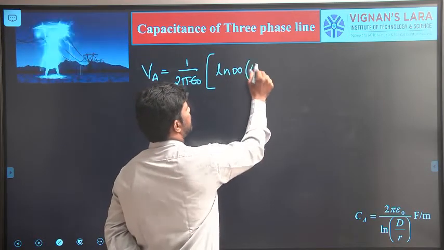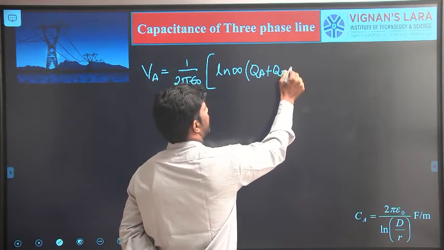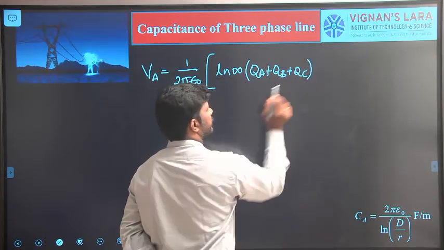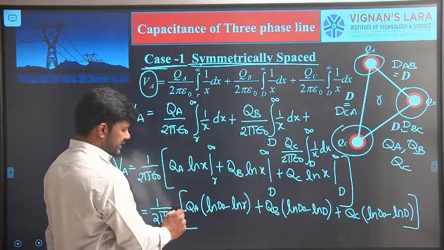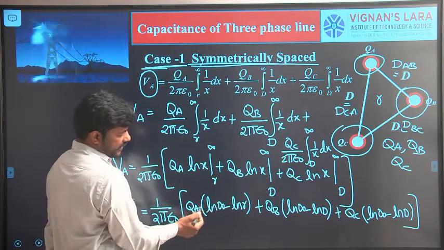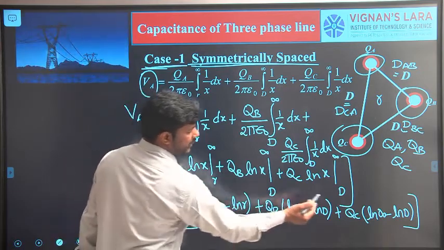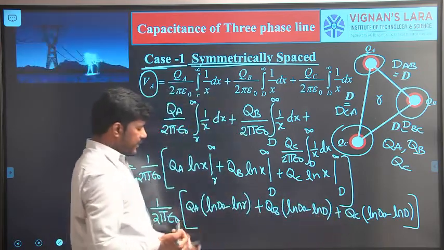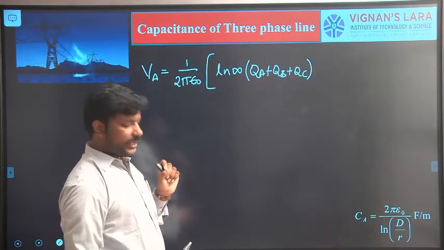With three terms left over, they are the summation of all the charges QA plus QB plus QC, which you can observe in the previous step. This is the previous step. ln of infinity was taken as common, so you get the coefficient as QA plus QB plus QC, and we are left with the terms with negative signs. What are those negative terms?